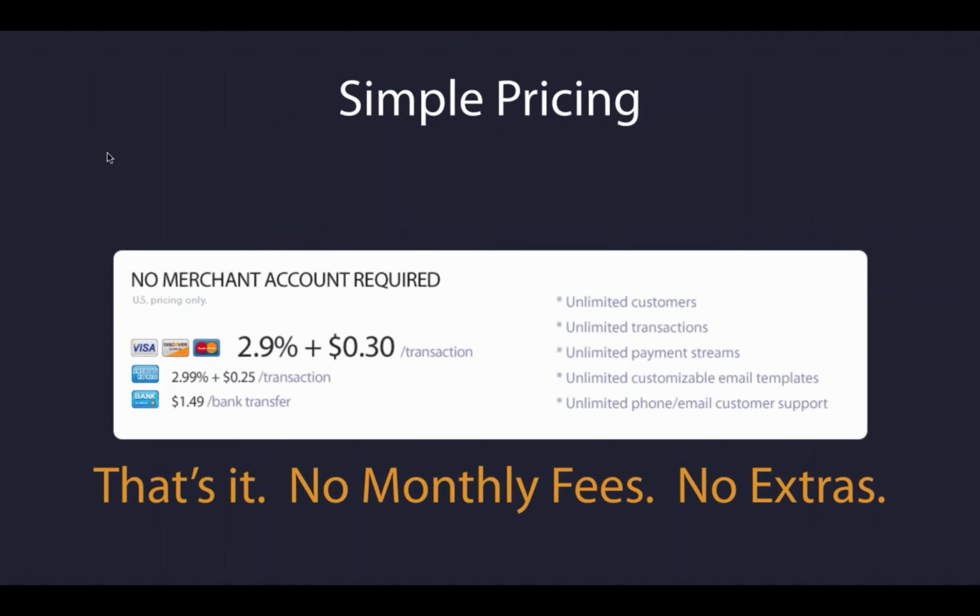Our pricing is currently 2.9% plus 30 cents per transaction for Visa, MasterCard, and Discover. American Express is 2.99% plus 25 cents per transaction, and ACH is $1.49 per transaction. We don't charge based on tiers or plans as you might see with other companies. So what you see here is what you pay.